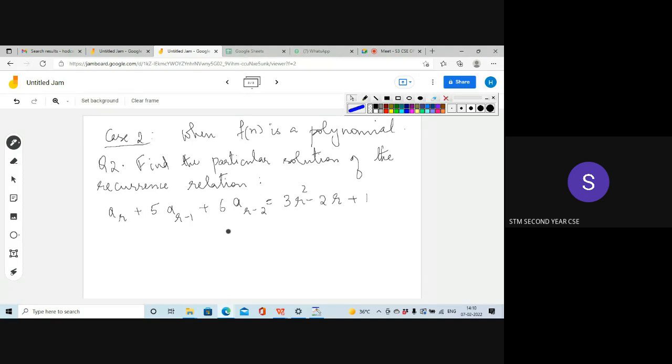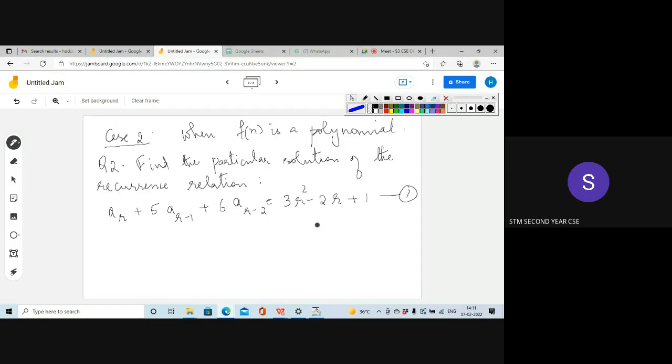So what is the question? Which solution should you find here from this recurrence relation, as per the question? Is this equation homogeneous or non-homogeneous? Non-homogeneous. Why? Because this RHS is not 0.